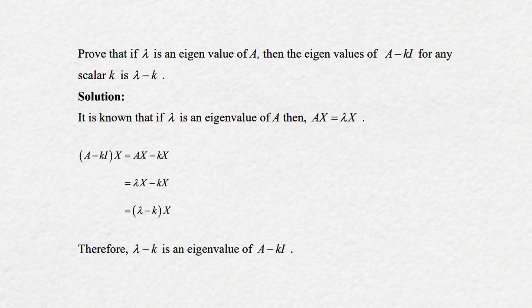This can be written as Ax minus kIx, but I is the identity transformation, therefore this can be written as Ax minus kx. Instead of Ax, lambda x. So, lambda x minus kx; take x commonly outside, therefore lambda minus k into x. So, lambda minus k is an eigenvalue of A minus kI.